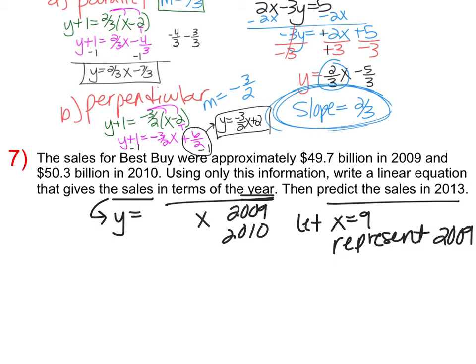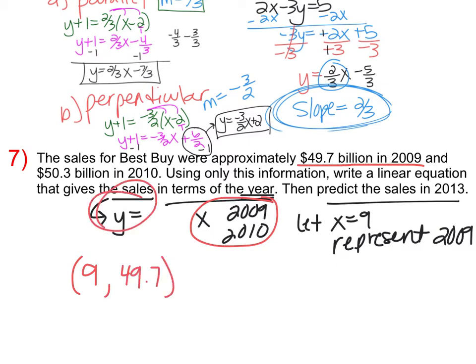So our ordered pairs, the information we have, we're told that the sales were $49.7 billion in 2009. So our time, remember, is our x. So for our ordered pair, we can say in 2009, so just 9, the sales, which are the y values, would be 49.7. And then the other piece of information they give us here, that in 2010, the sales were about 50.3 billion. So there's our ordered pairs we can use.